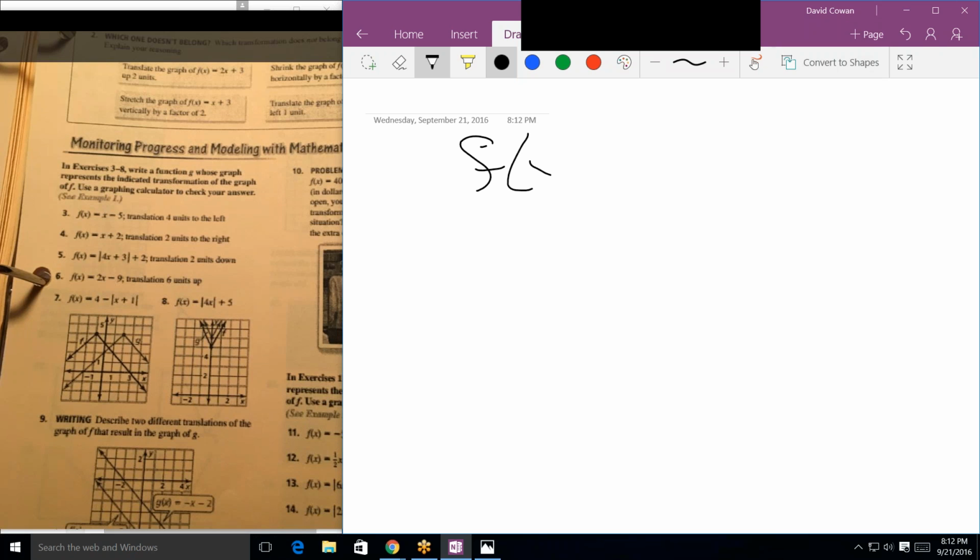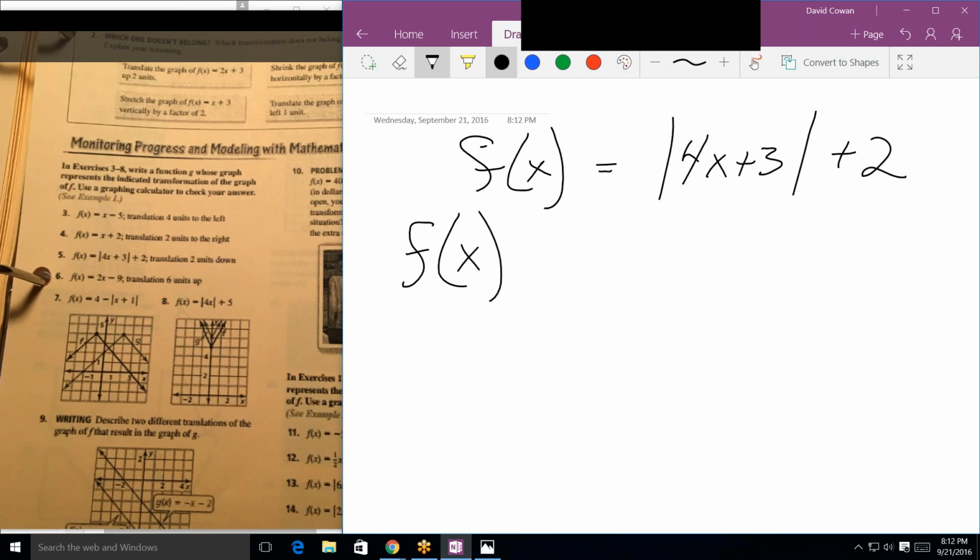So the next one, oh, just the odds, huh? Yeah, so number 5. In this one, f of x is the absolute value of that plus 2. And they want to translate this 2 units down. Well, the f of x notation for that is what? Um, f of x minus 2. In other words, f of x minus this is what it means to translate it vertically 2 units down. Okay, that makes sense.